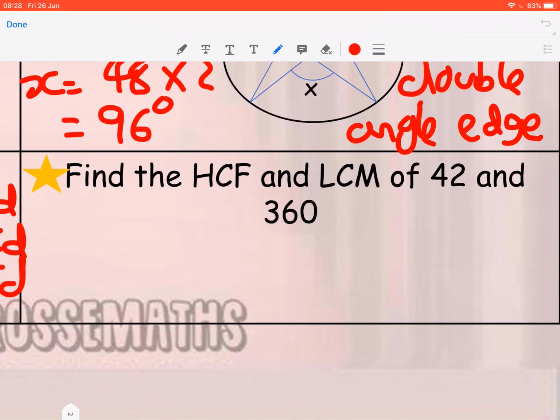Okay, HCF and LCM of 42 and 360. So I've got to do prime factor trees for these two numbers. 360 breaks down into 36 and 10, which breaks down into 2 and 5.